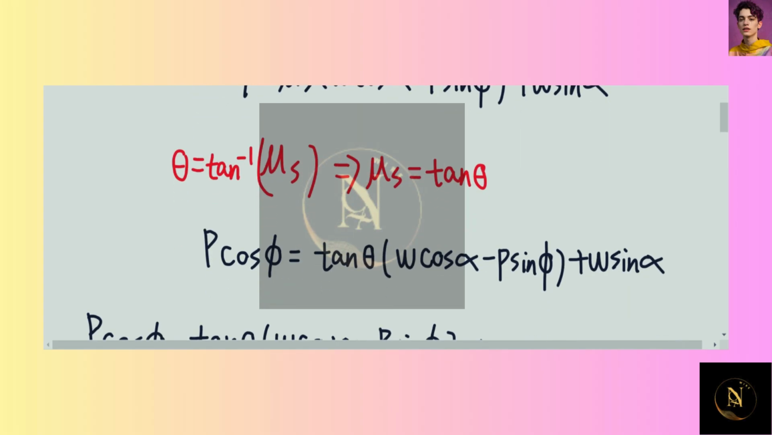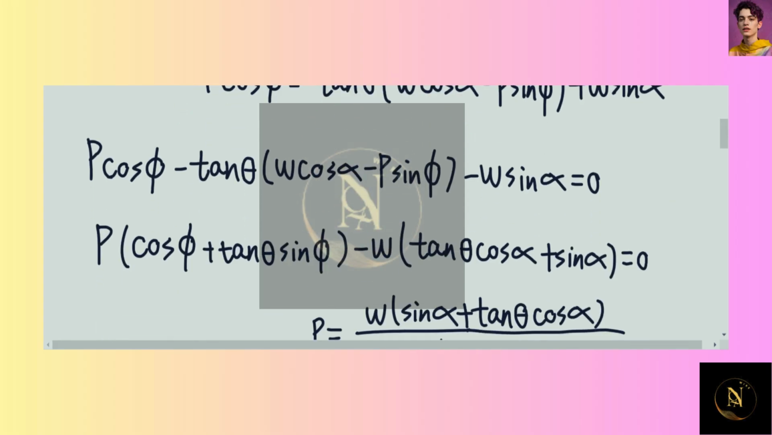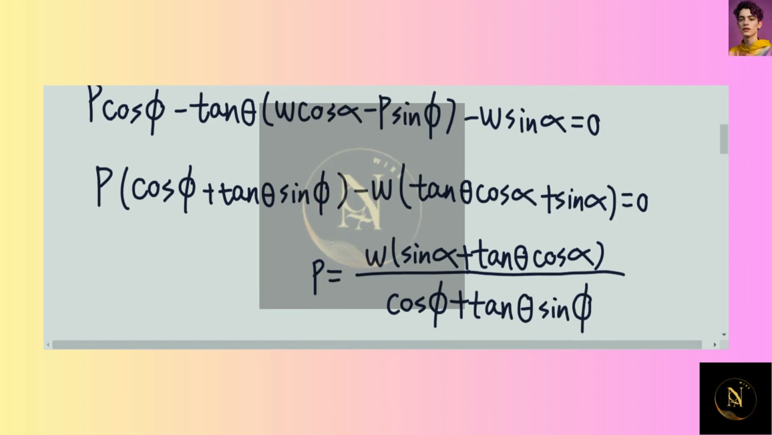So now we have P cosine phi equal to tangent theta times (W cosine alpha minus P sine phi) plus W sine alpha. Therefore, P cosine phi minus tangent theta times (W cosine alpha minus P sine phi) minus W sine alpha is equal to 0. If we do some rearrangement here, we have P times (cosine phi plus tangent theta sine phi) minus W times (tangent theta cosine alpha plus sine alpha) equal to 0. So we have force P equal to W times (sine alpha plus tangent theta times cosine alpha) over (cosine phi plus tangent theta times sine phi).